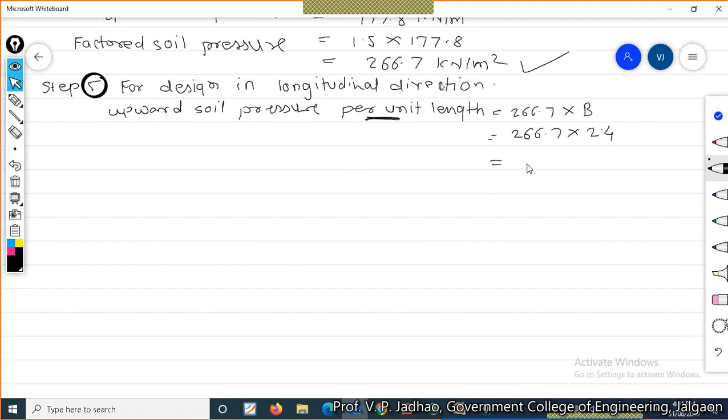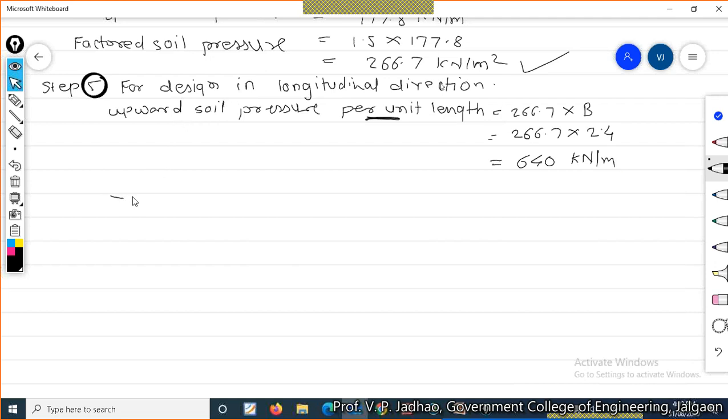So this will be equal to, how much is it? It will be equal to 640. We'll consider 640, it is 640.08, but we'll consider this as 640 kilonewton per meter. Okay, so this is the upward soil pressure.